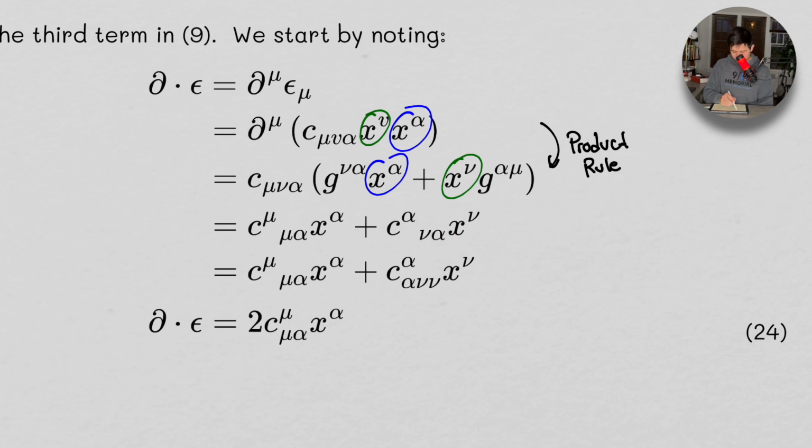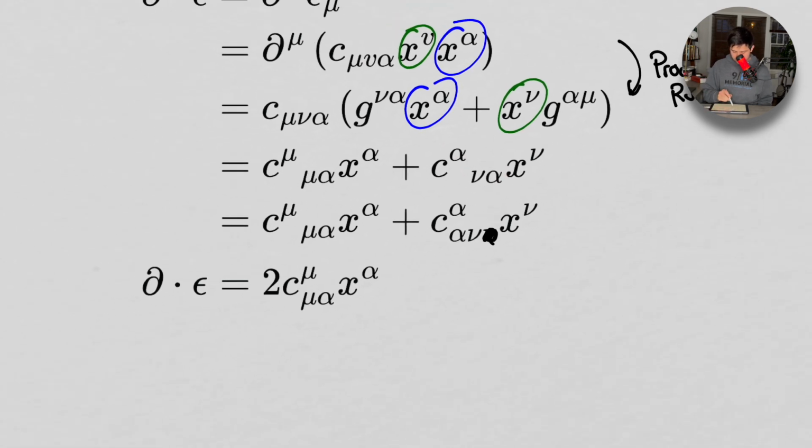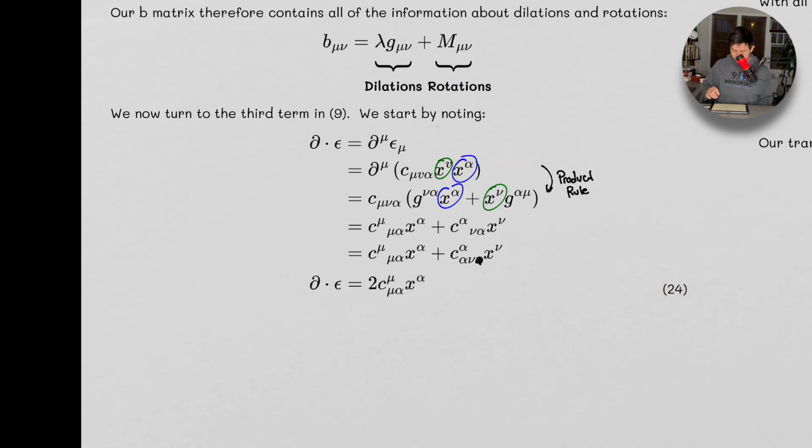Okay, this is a little bit messed up. We don't have four indices. We're just changing the order of these indices, and we can see that these two things are really just the same thing, which is why we have two of them. So we have this equation here. We'll call that equation 24.